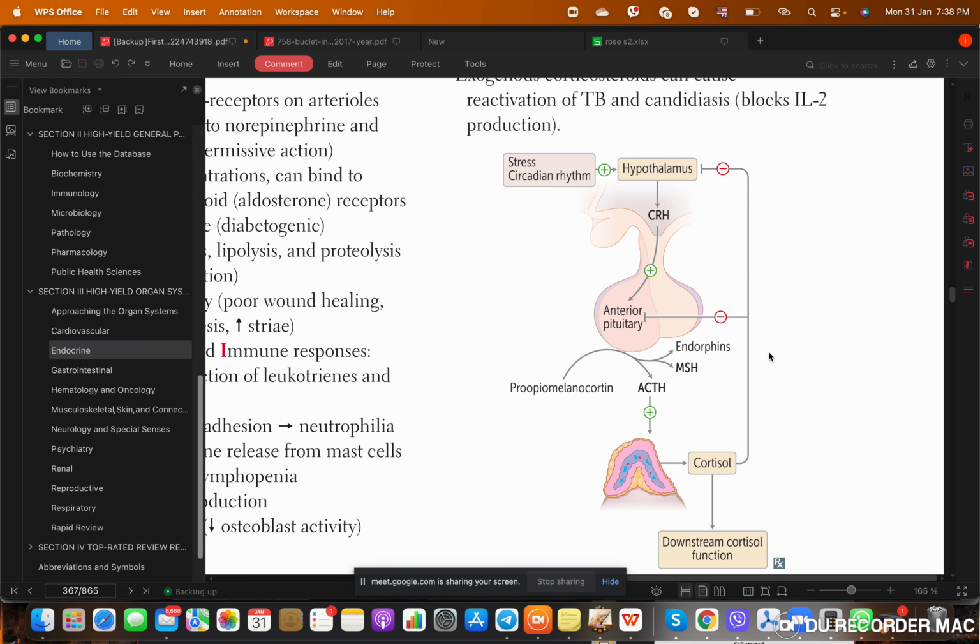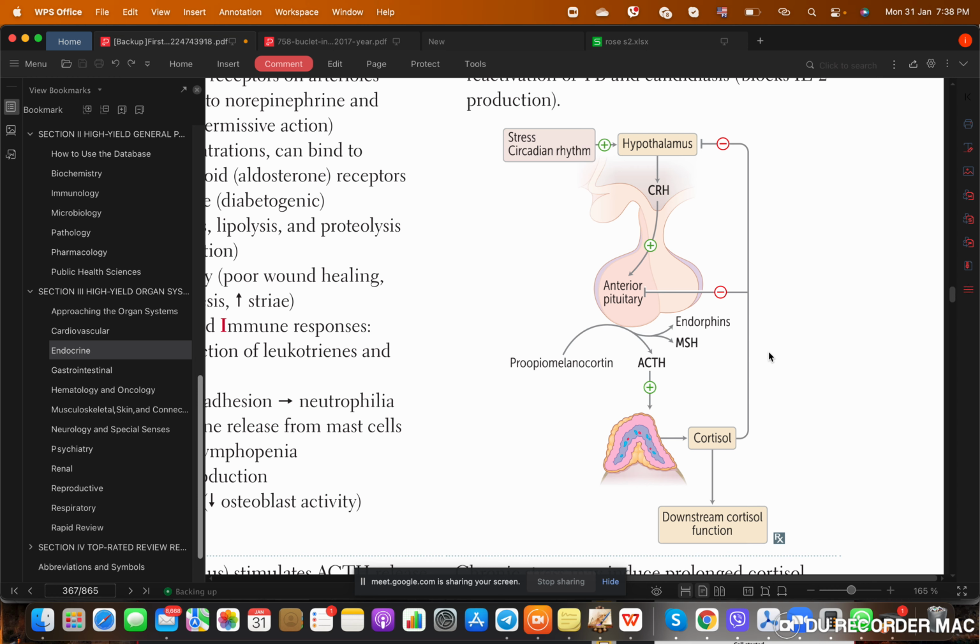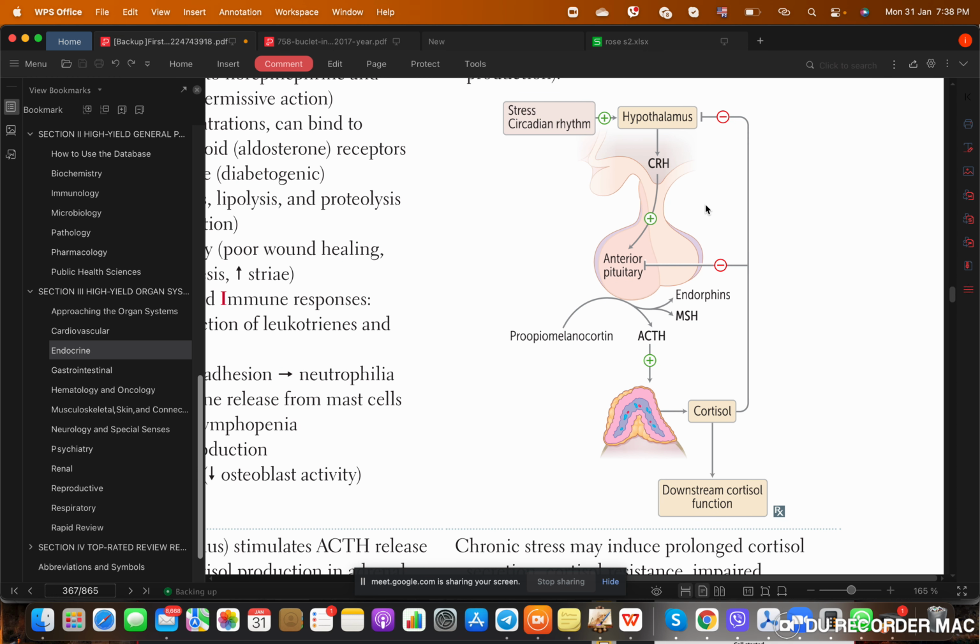Opioid. Some people write, no, it's opioid. It's what numbs your pain. So ACTH will lead to release of cortisol from the zona fasciculata of the adrenal. Okay, and cortisol will lead to its function.